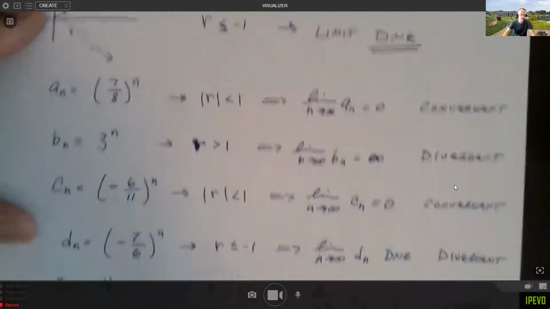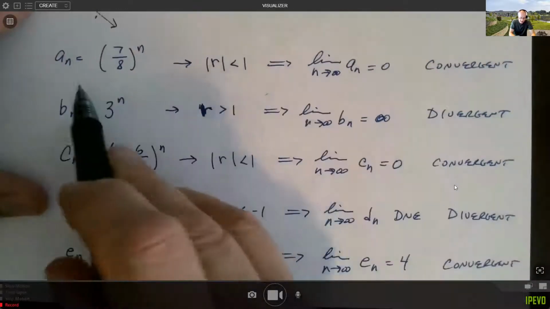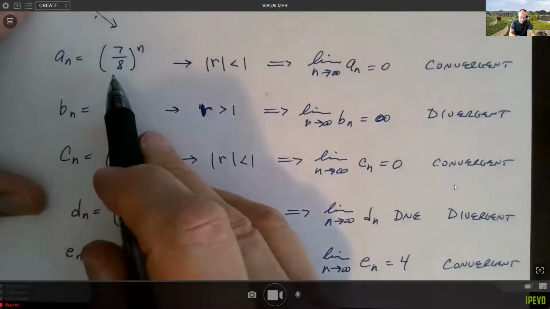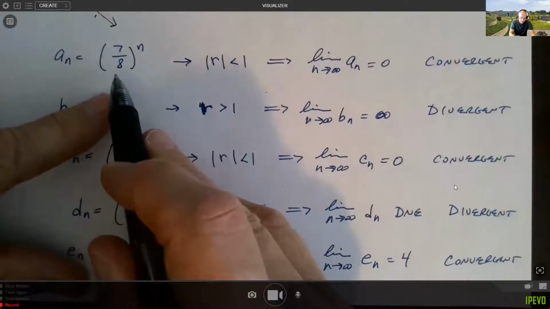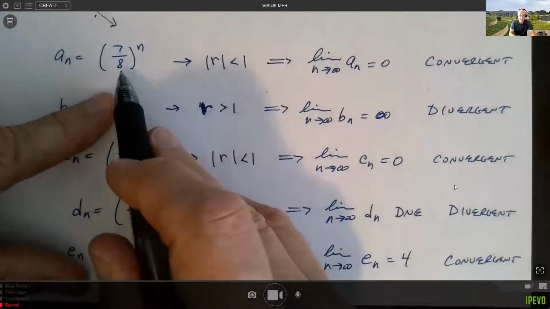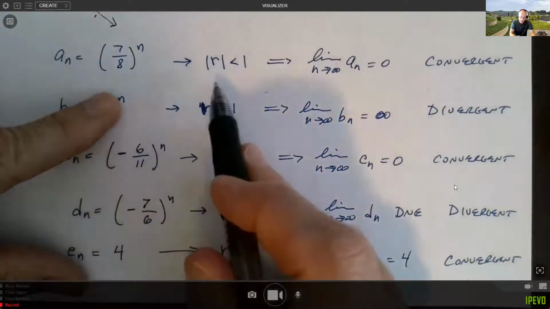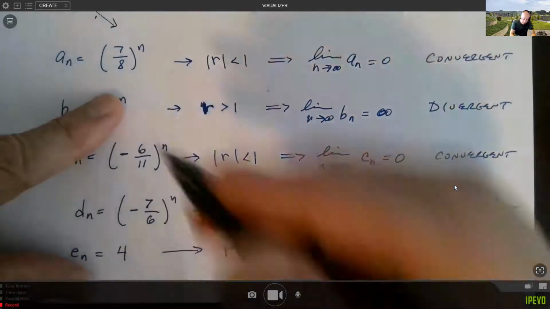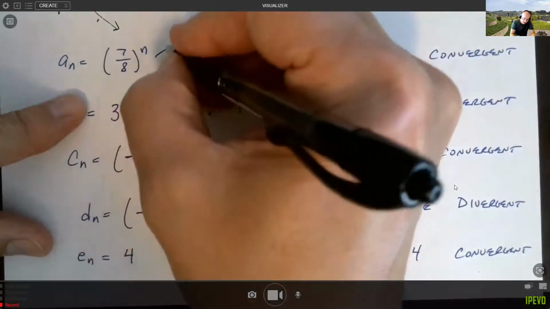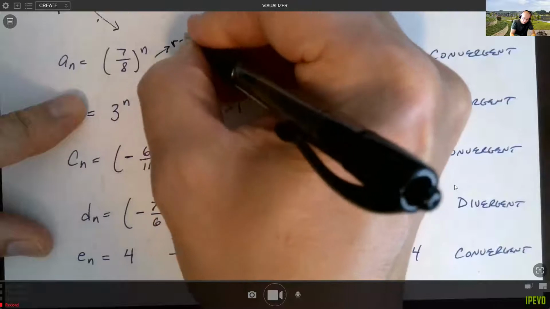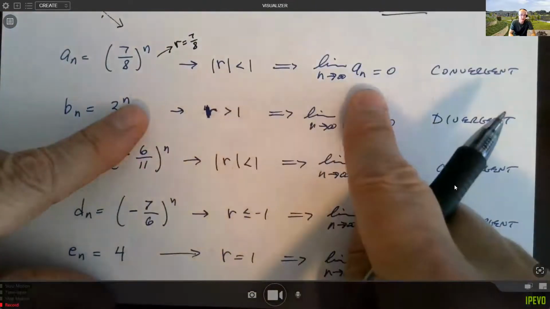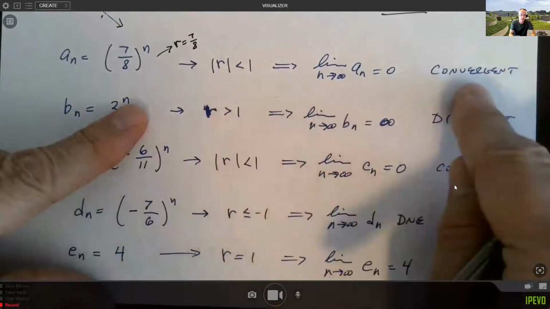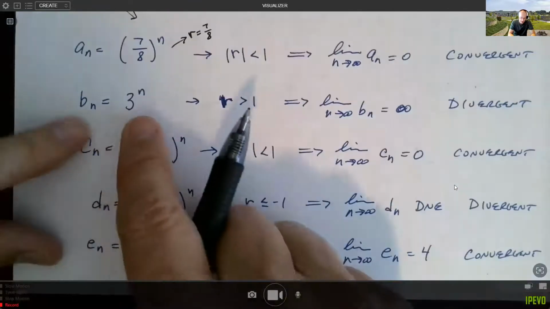Here are some examples. Suppose I have the sequence with general term 7/8 to the n. Well, that's a geometric sequence, right? The first term is 7/8, the next term is 7/8 squared, then 7/8 cubed, and so on. So the value of R is 7/8 in this case. Since the value of r is less than 1 in absolute value, the limit of this sequence is 0, and it's a convergent sequence.